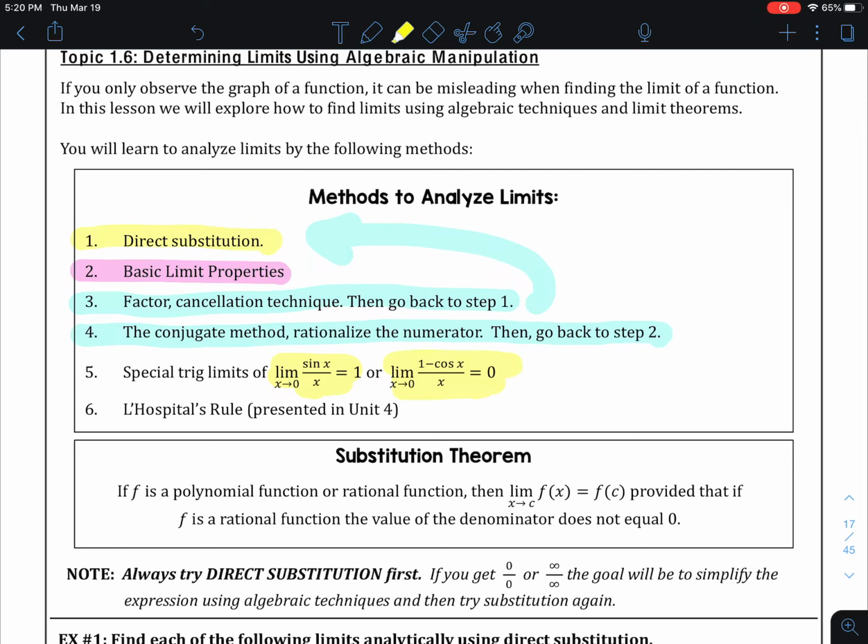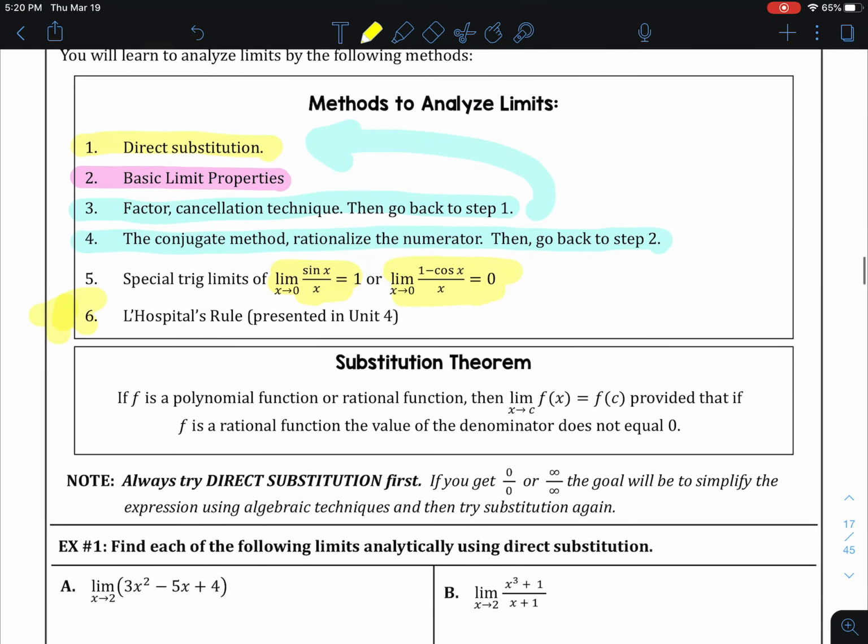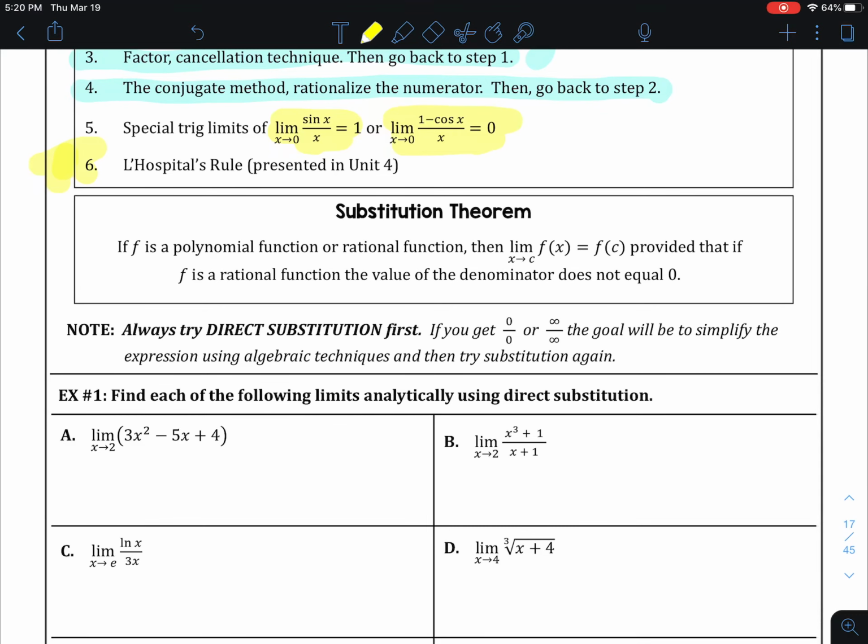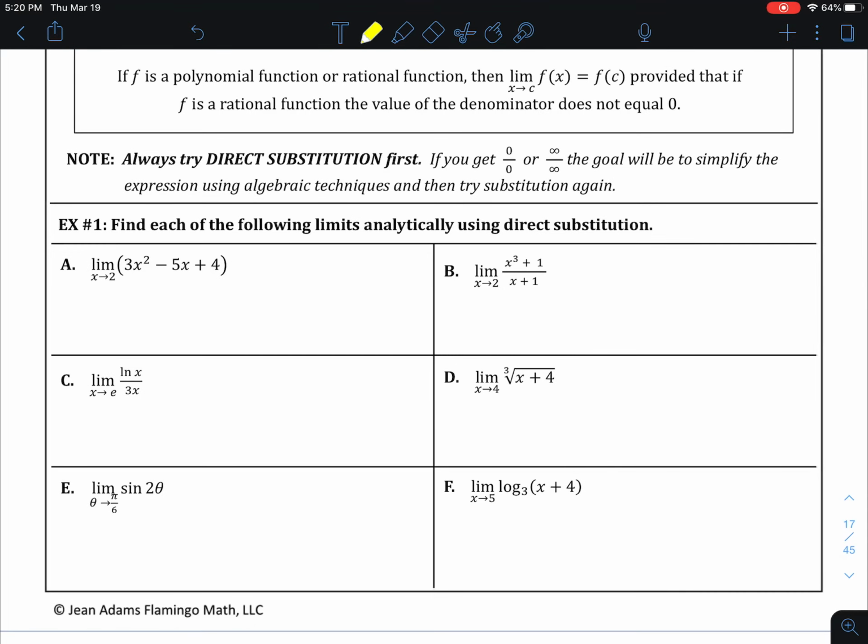And then the last method for dealing with limits would be L'Hopital's rule, which you can't do until we learn how to take a derivative. So this one's on hold this chapter. Okay. So next, we're going to try direct substitution. You see how it says always try direct substitution first. If you get 0 over 0, or infinity over infinity, then we will talk about some other techniques.